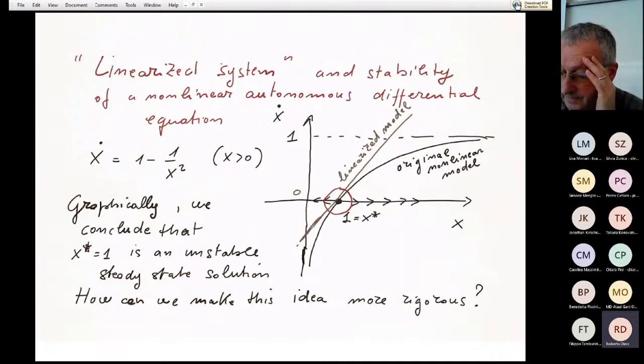So this is the original nonlinear model. This is the linearized model. It's clear that if, instead of using the original model, we imagine that our variable evolves according to this linear model, the qualitative behavior near the steady state will be very similar. This can be proven analytically. The stability properties are preserved by using the linearized model instead of the original model. It can be proven analytically that the steady state and the stability properties are preserved. So it is a good substitute for the nonlinear model.